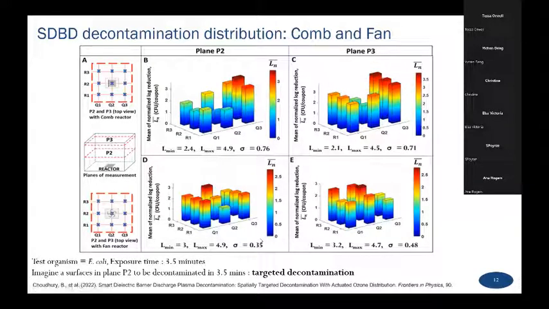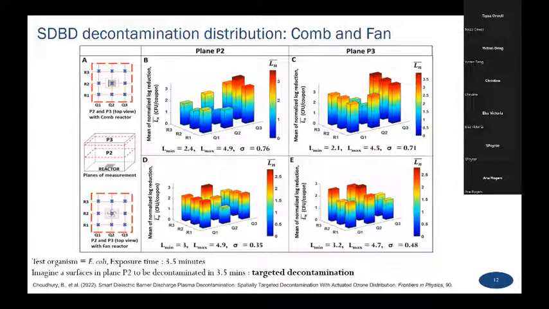Now, the uniformity of decontamination can also be quantitatively understood in terms of standard deviation. As you can see, for the comb reactor, we have high standard deviations in both the planes. That is how uniform the decontamination is throughout that plane. And for the fan, we have lower standard deviations, meaning that it is more uniform in comparison to the comb. Now, what does that mean with respect to decontaminating a surface or an object in the chamber?